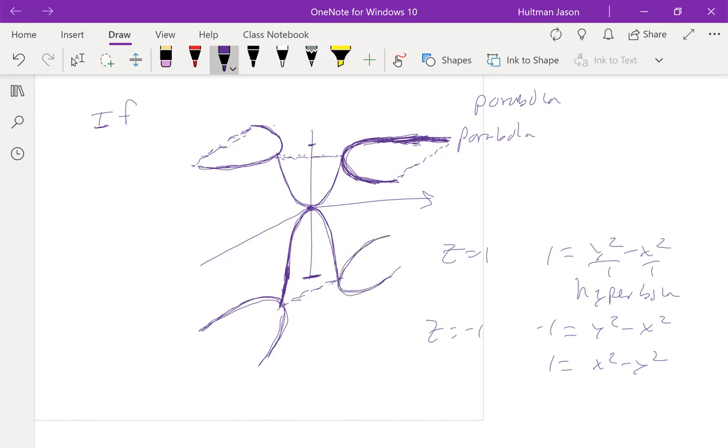Okay, this is an x-facing hyperbola. It's kind of weird. Okay, so I'm going to try to not screw this up too badly, but I'm going to draw a line down here.